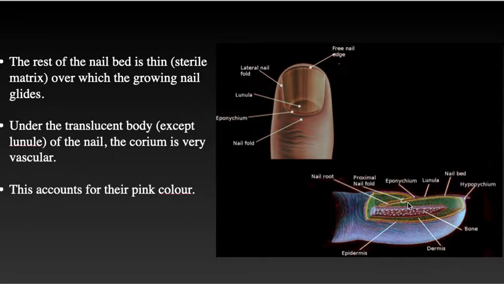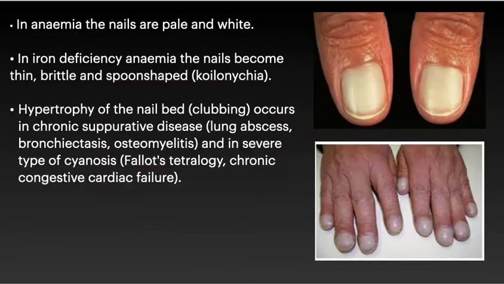Under the translucent body, except the lunule, the corium is extremely vascular, and this accounts for the pink color. So in anemia, the nails become absolutely pale and white, as you can see over here. In iron deficiency anemia, they also become thin, brittle, and spoon-shaped. Now, the spoon-shaped nails are called koilonychia.